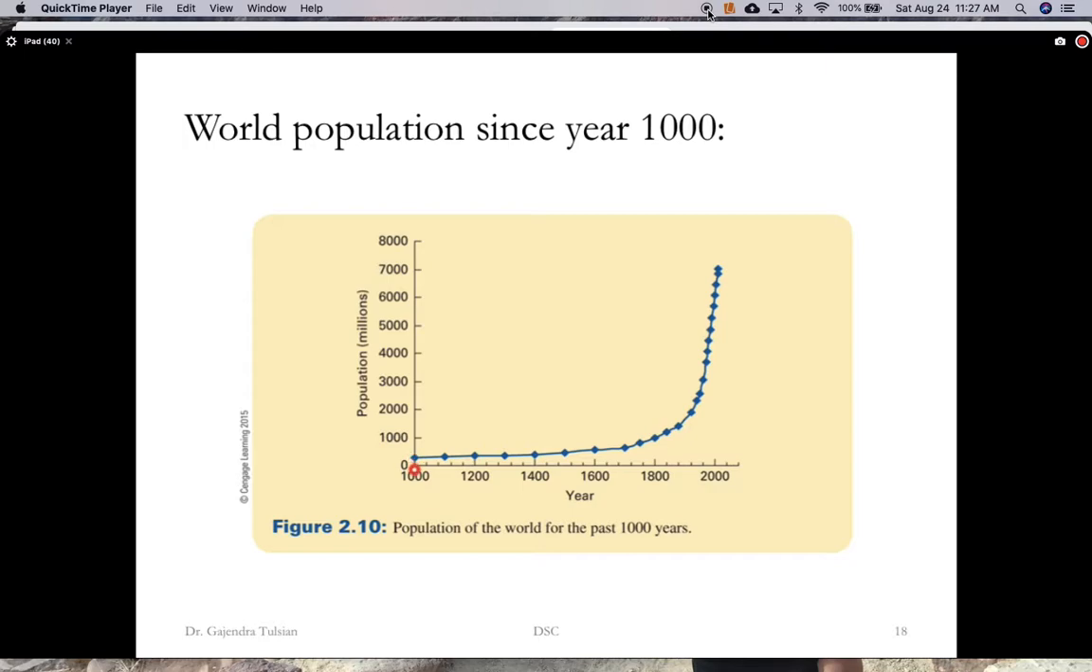So here is the interesting number. Look at this. Back 1,000 years ago, the world population was about 250 million. Okay, that's less than the current U.S. population, and the population was steady for a long time, and it's been growing exponentially.